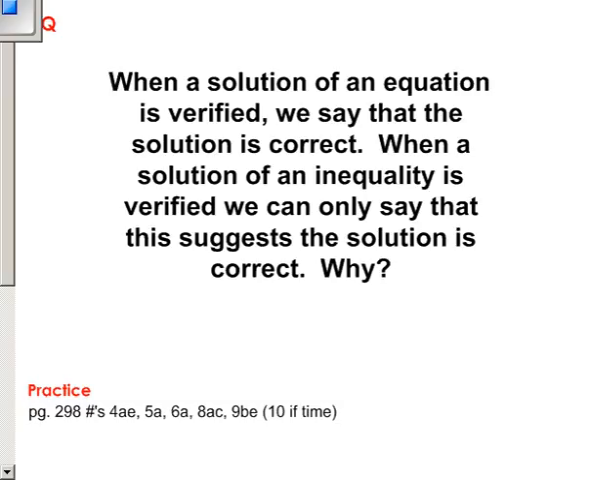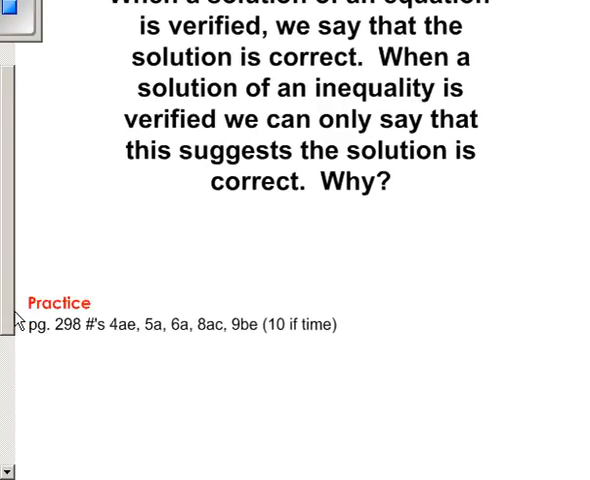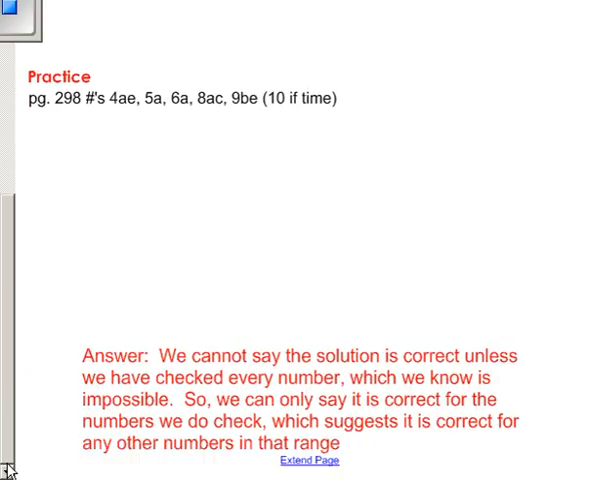For this one, I messed up in my language. I asked, when a solution of an equation is verified, we can say that the solution is correct. When a solution of an inequality is verified, we can only say that the solution is correct. Why? And I said something about most likely to be true, which doesn't really make any sense. Basically, the linear inequality is satisfied by using this. So our answer would be we cannot say the solution is correct unless we have checked every number, which we know is impossible. So we only say it's correct for the numbers we do check, which suggests it's correct for other numbers in that range. So just an estimate, again in my language.